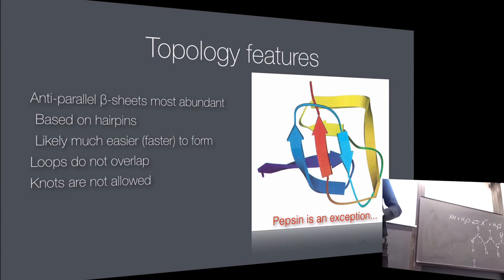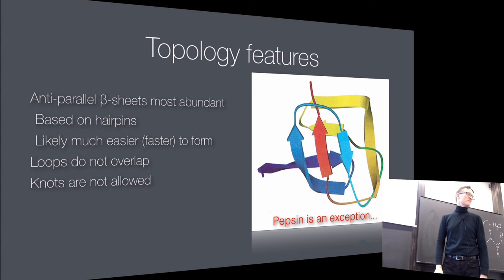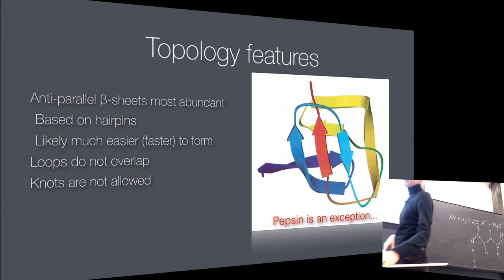And then there is, of course, always an exception in biology. Pepsin. Do you see that the chain goes, let's see here. The chain goes from blue over here, and then the yellow part actually goes inside the green here. So it has created a knot. So why on earth would you like a knot here? So pepsin, have you heard the name? Where do you think this protein occurs? It's alimentary. Your stomach. So what's the pH in your stomach?